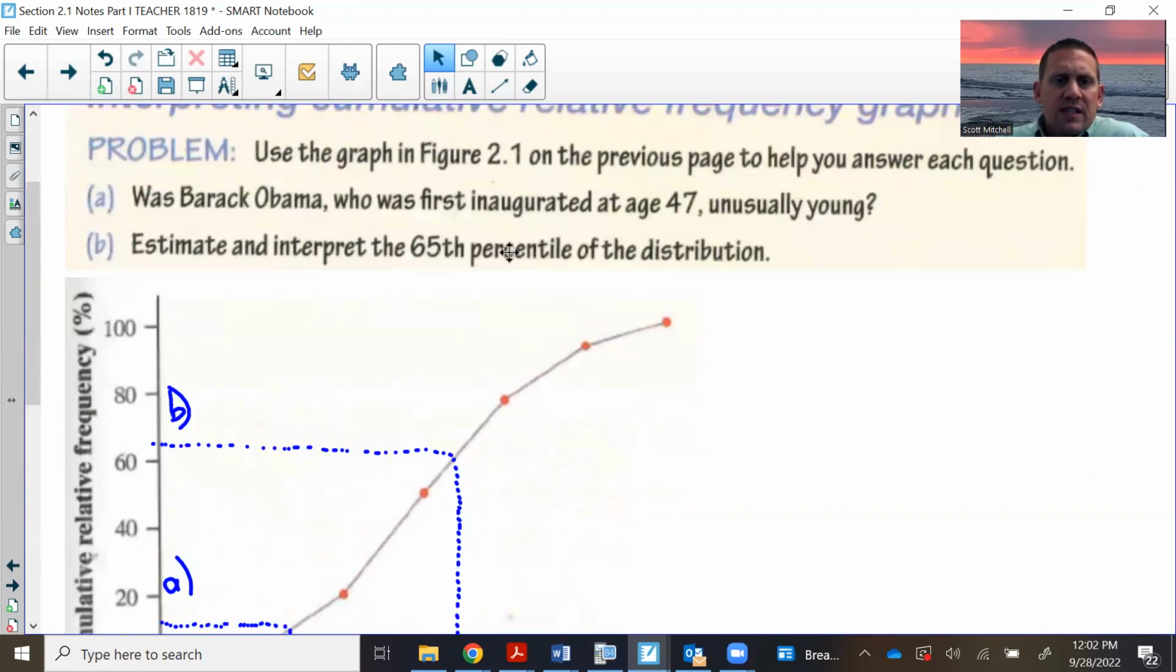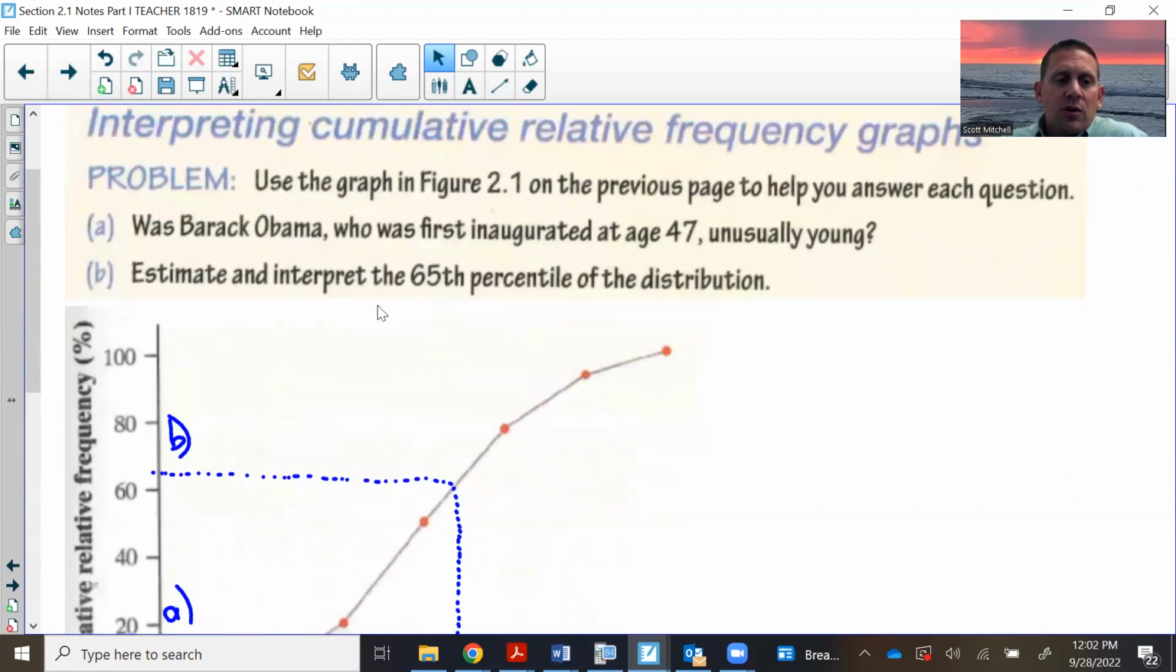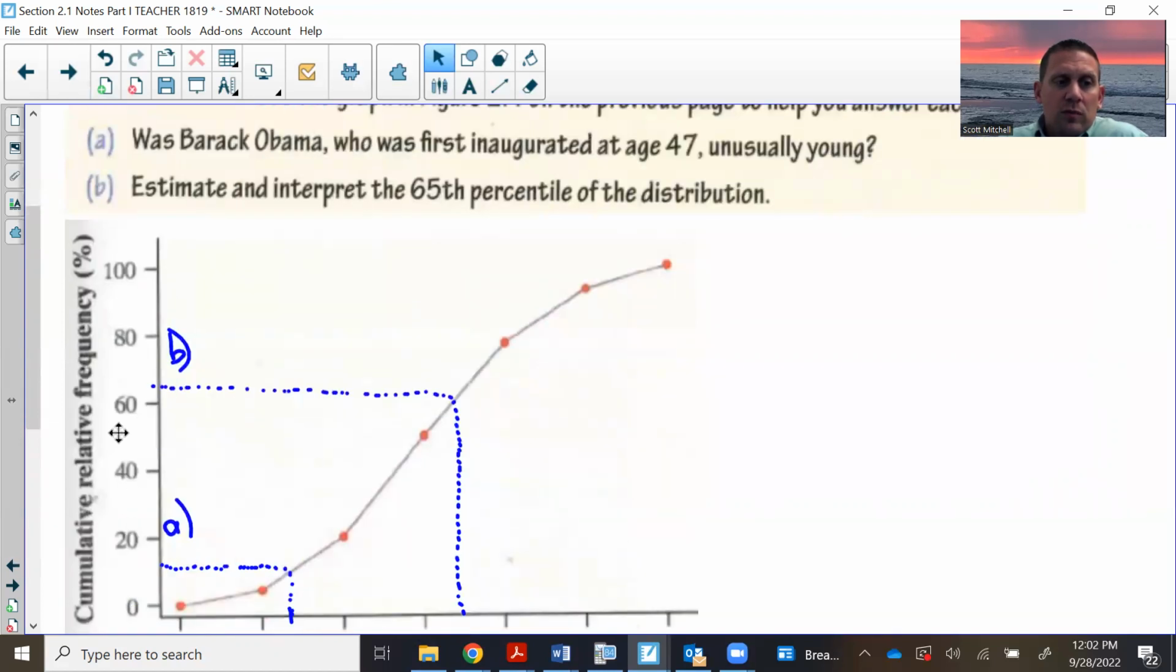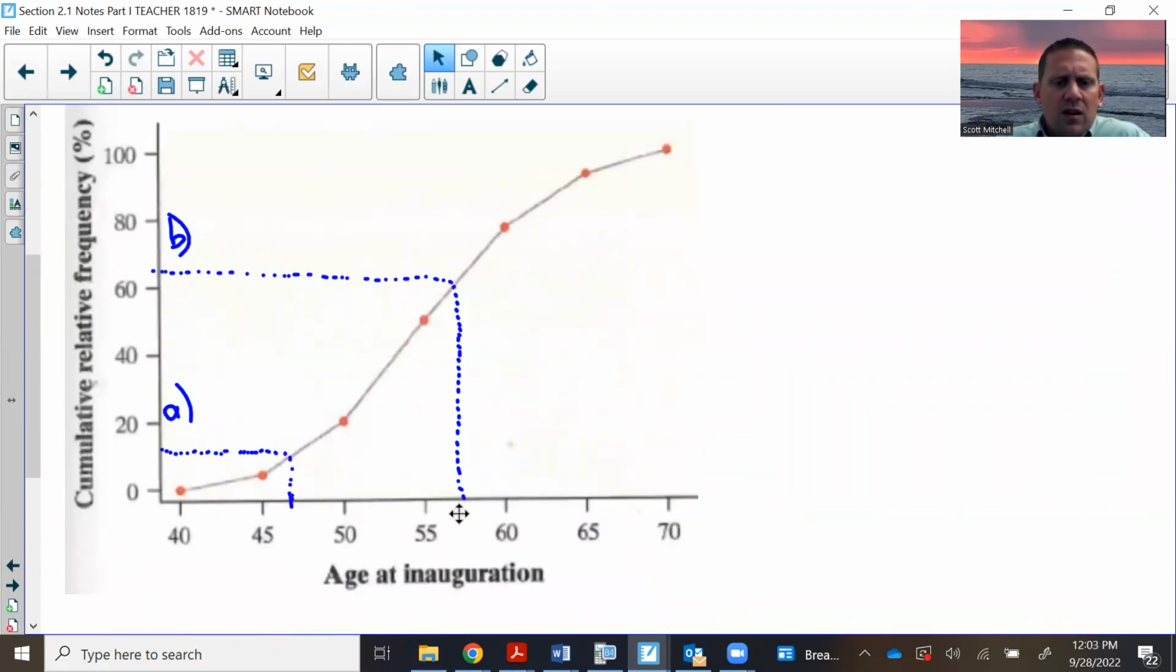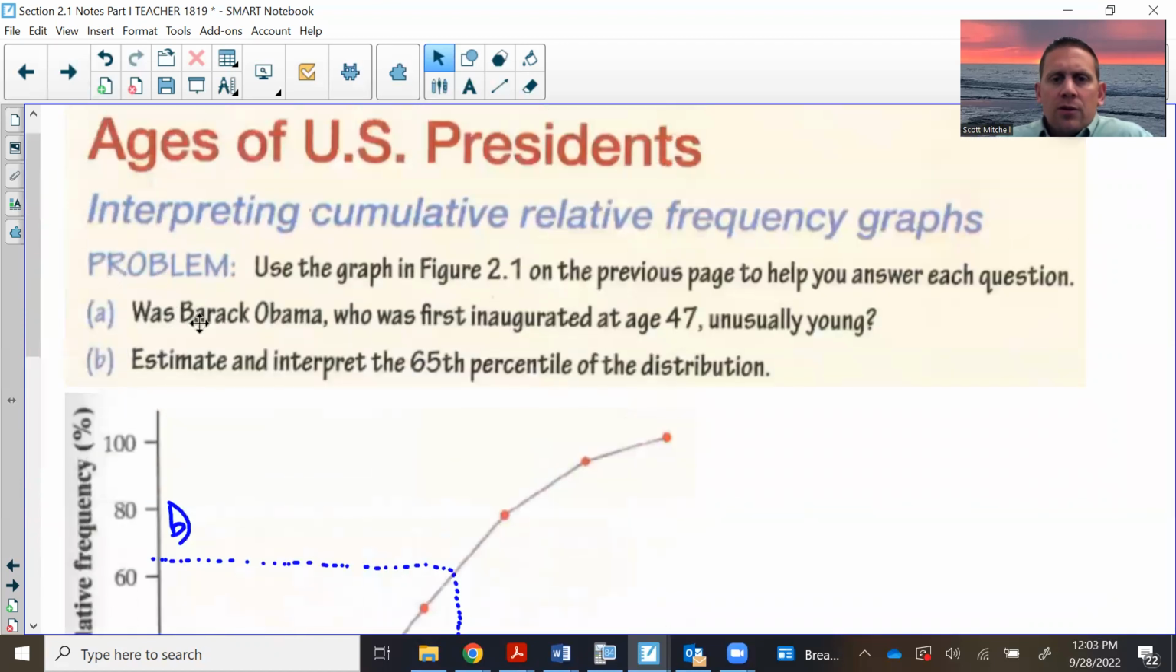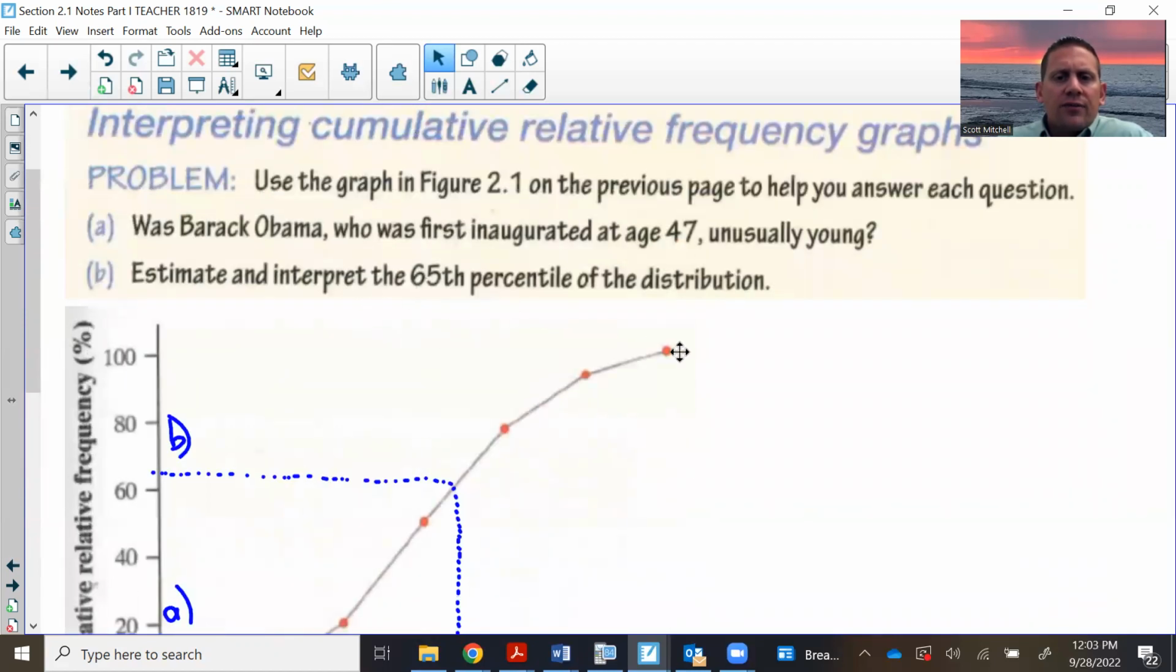Estimate and interpret the 65th percentile of the distribution. So here we come up to, again, the left side is in percents. That's the percentile. So you come, that's about 65. Come over to your graph and then come down. So what's that? About 57, 57 and a half. Okay. So you can see we can read a cumulative frequency graph to find if something's unusual or if something's typical. We can also estimate what percentiles things are.